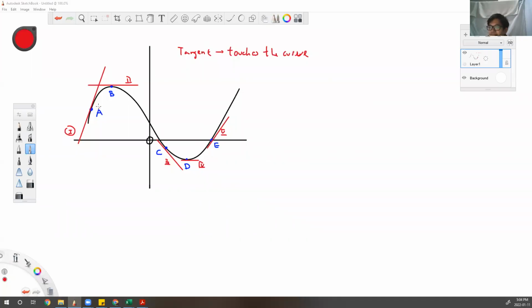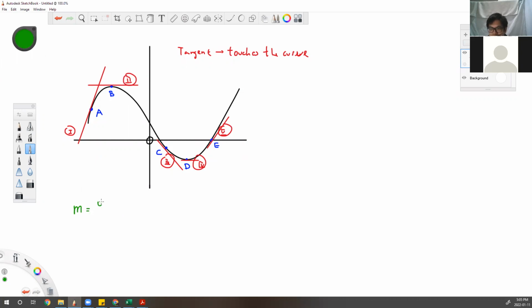So this will be the tangent. And when we deal with the tangent, we deal with the gradient, right? For each tangent, it has a gradient. Each line has a gradient. What is the formula of gradient anyway? Do you remember the formula of gradient, Vicky?